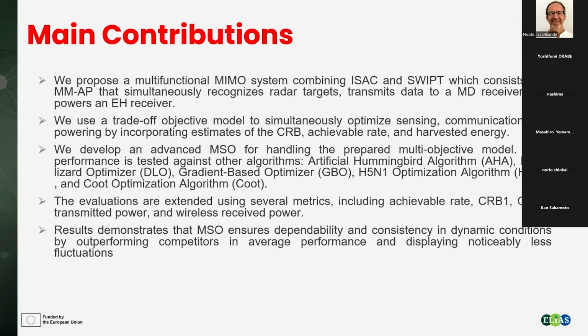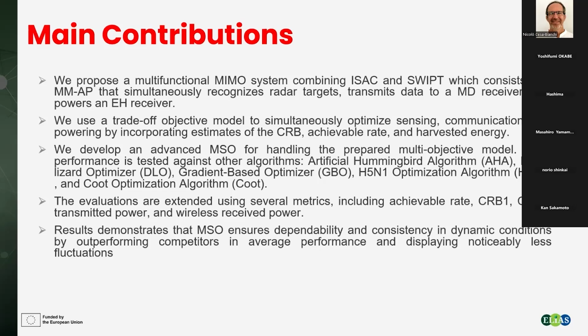So we have three targets: sensing, communication, and power, using the Cramér-Rao bound, the achievable rate, and the harvested energy. We use the Mirage Surge Optimizer to solve this multi-objective model, and we compare it with other optimizers, including gradient descent and others. We evaluate using several metrics like achievable rate, Cramér-Rao bound 2, transmitted power, and wireless received power.